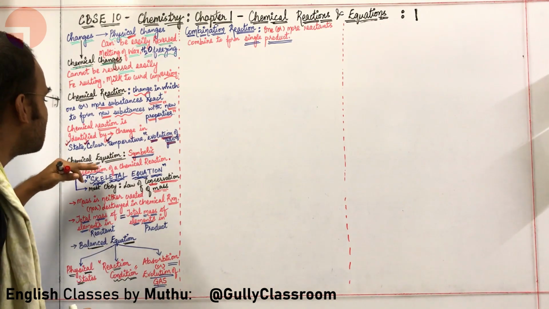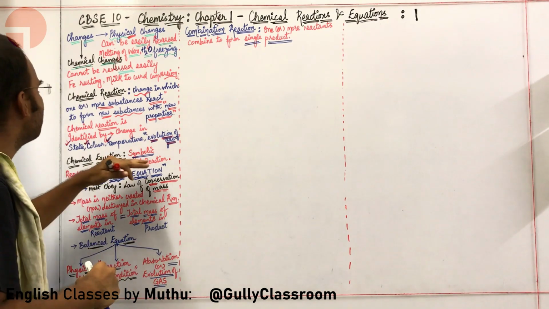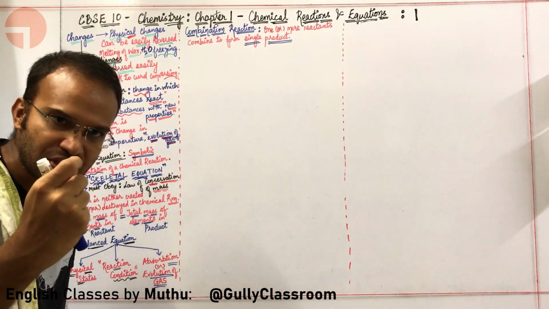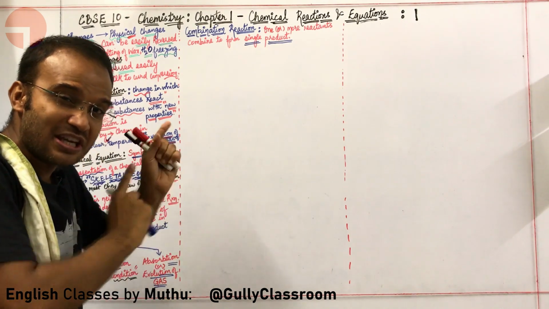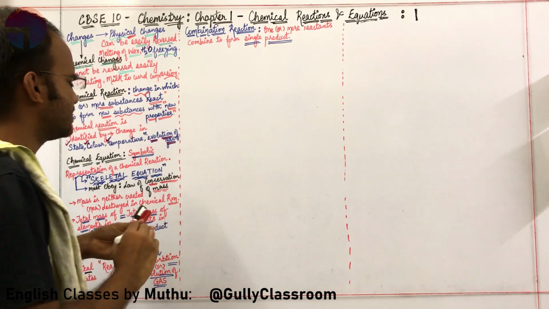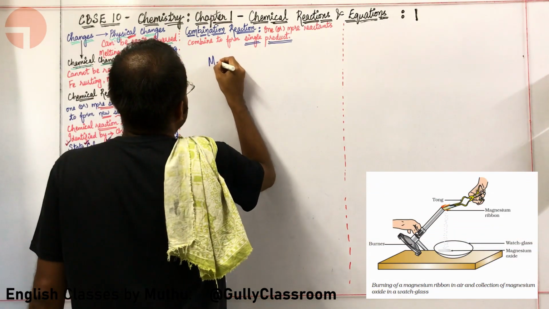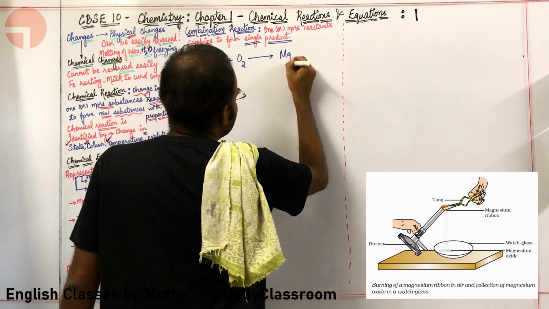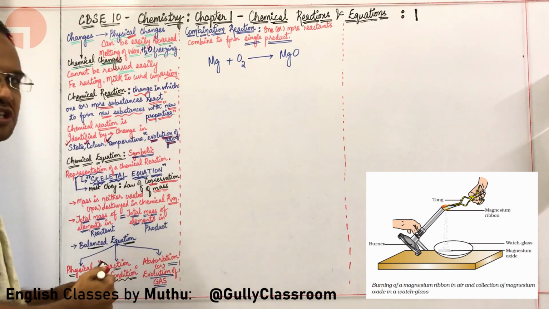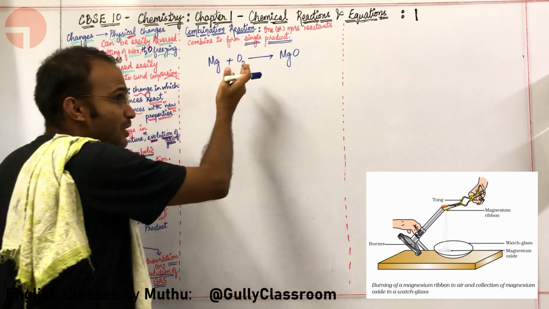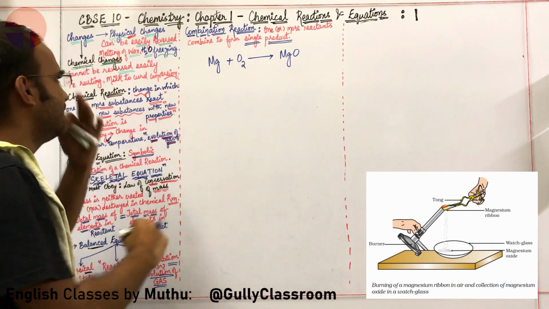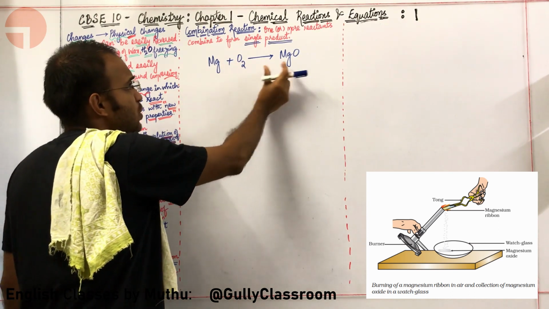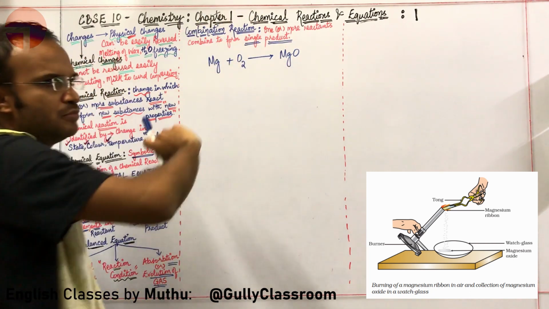In fact, the definition of a chemical equation itself is the symbolic representation of a chemical reaction. Sir, please give us a good example. Let us take magnesium, atomic number 12, along with oxygen. What is happening? You are getting magnesium oxide. This is a good example of a chemical equation. Here magnesium is represented by Mg, the oxygen molecule by O2, and magnesium oxide by MgO.